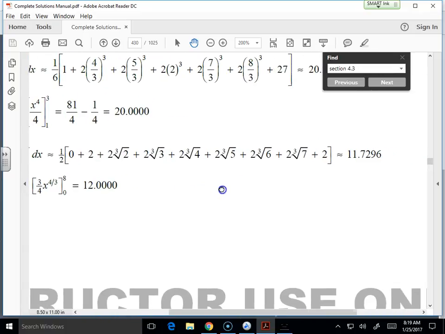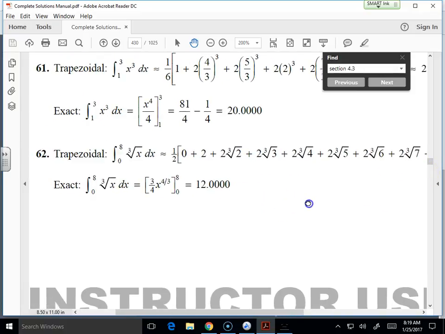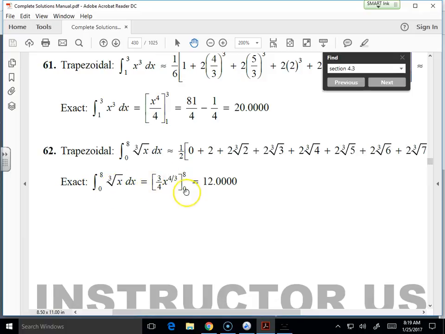The trapezoidal on 62 is 11.7296, or I would say 11.730, rounding to 3 decimal places. But the exact, hold on, you weren't supposed to know how to do this, unless you used your calculator, then you could have gotten 12. So you could have used your calculator to find the exact. You didn't need to know how to do this part of it.